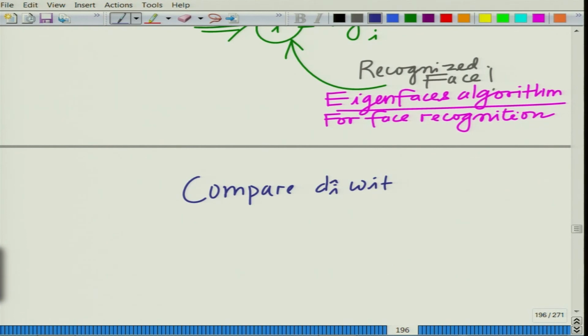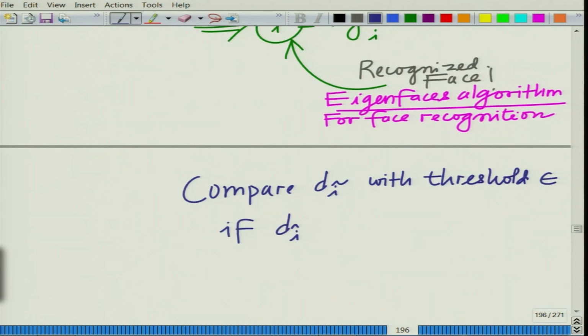We compare this di tilde, that is the minimum distance that you found, with some threshold epsilon. If this minimum distance di tilde is greater than epsilon, then it essentially means that no face in the database is a close match, alright. Then it does not match with any of the facial images in the data set.